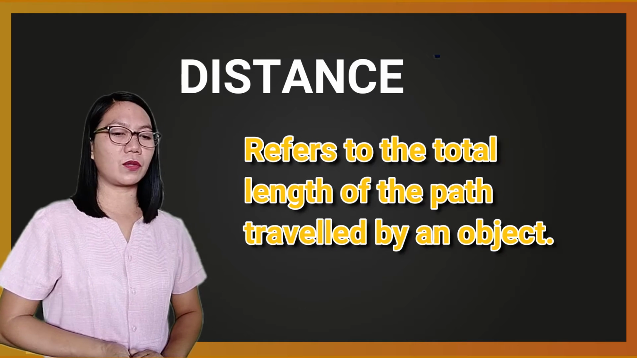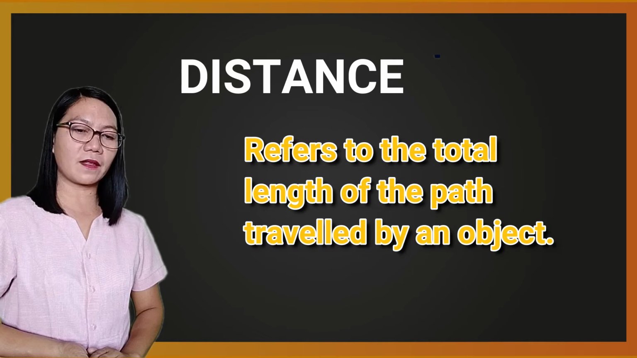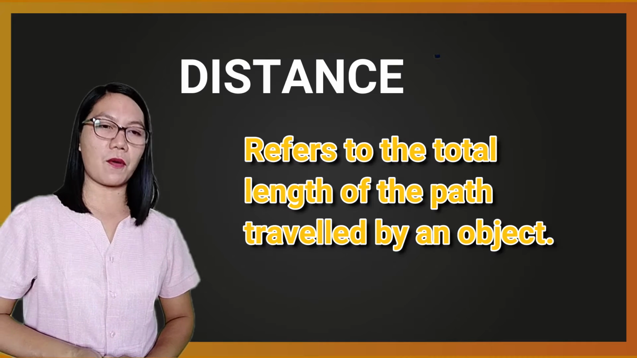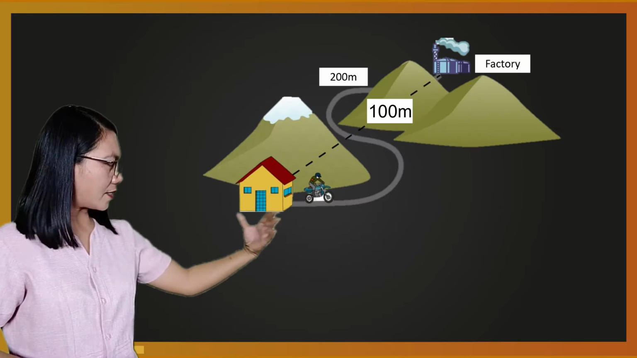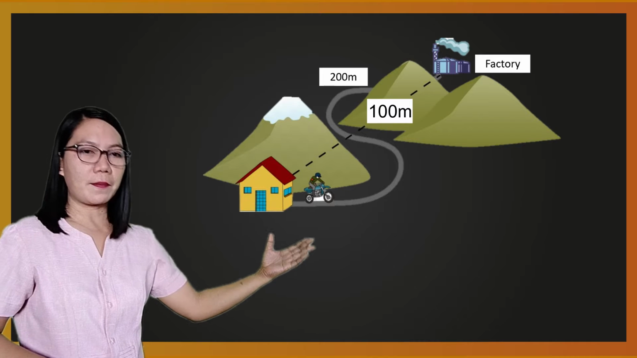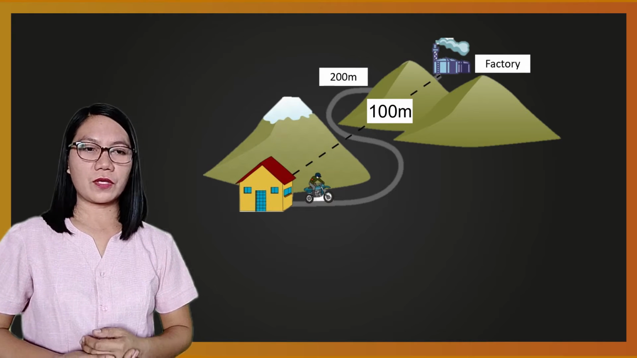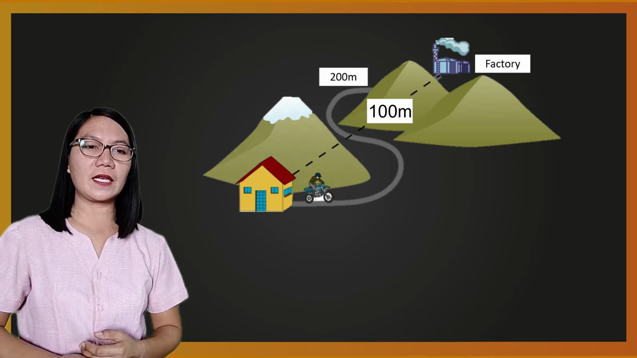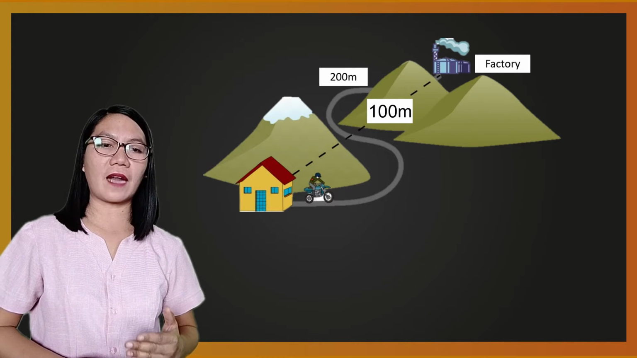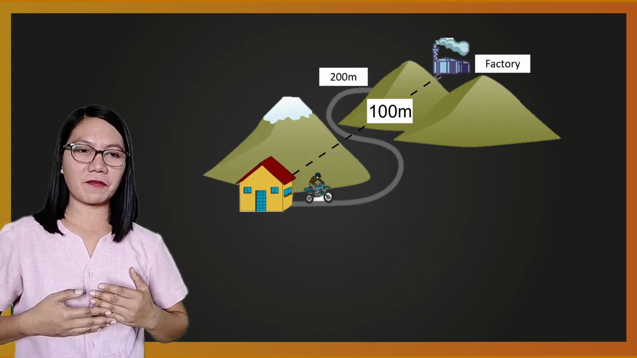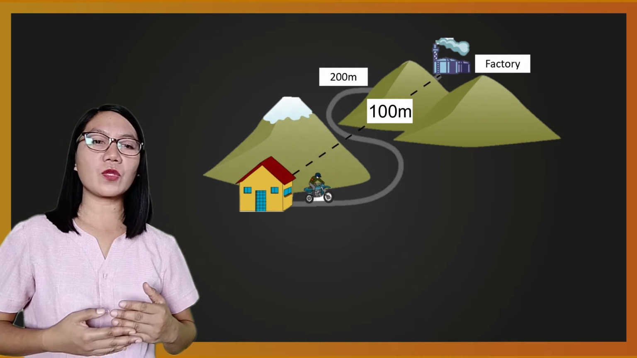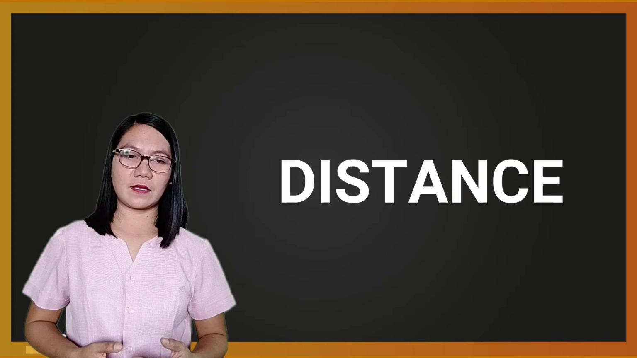Distance refers to the total length of the path traveled by an object. These are the keywords that we will encounter as we go through our lesson. Study this picture. A man travels from his house to the factory. Consider the curved line, that is the total length of the path traveled by the man going to the factory. That is what we call distance.